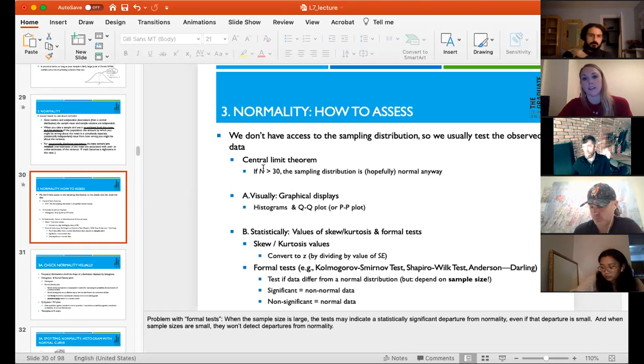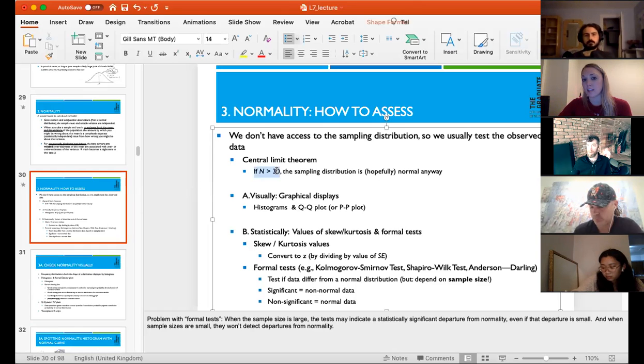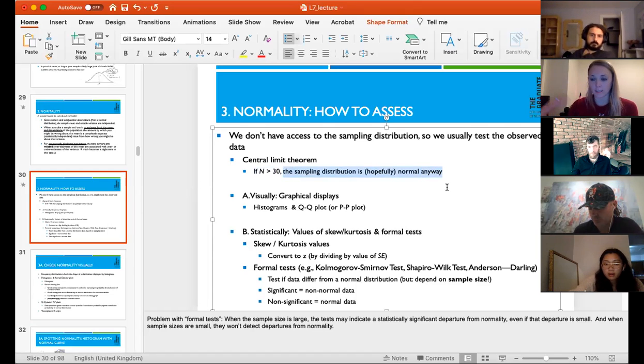In general, if the N in our sample is greater than 30, we're going to assume that the sampling distribution is normal anyway, because it's the general rule, and that's generally what you see with sampling distributions, even if the data themselves aren't normal.